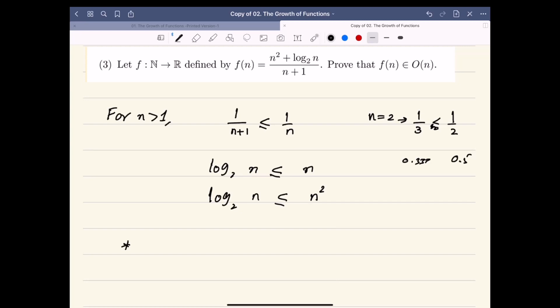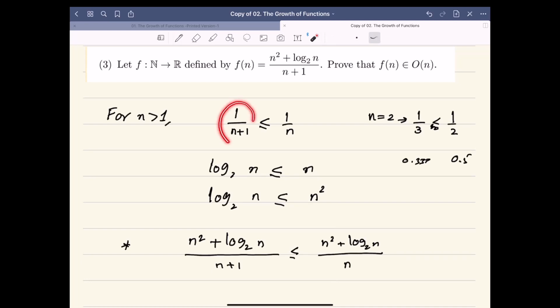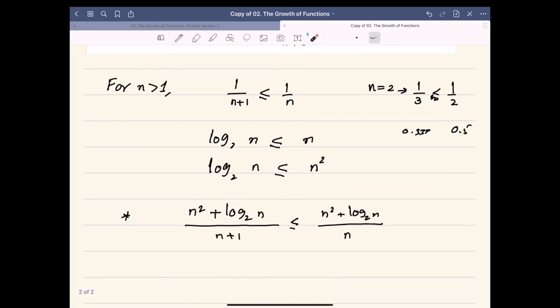We will have n square plus log 2n over n plus 1, less than or equal to, I will keep in the numerator the equations as they are, but in the denominator I will just keep n. Remember that 1 over n plus 1 is less than or equal to 1 over n, so we will ignore 1, and this equation will be less than or equal to this equation. And this is true for n greater than 1.